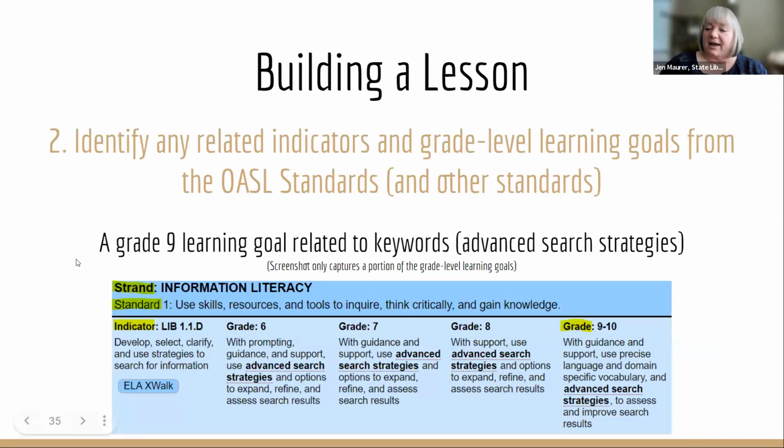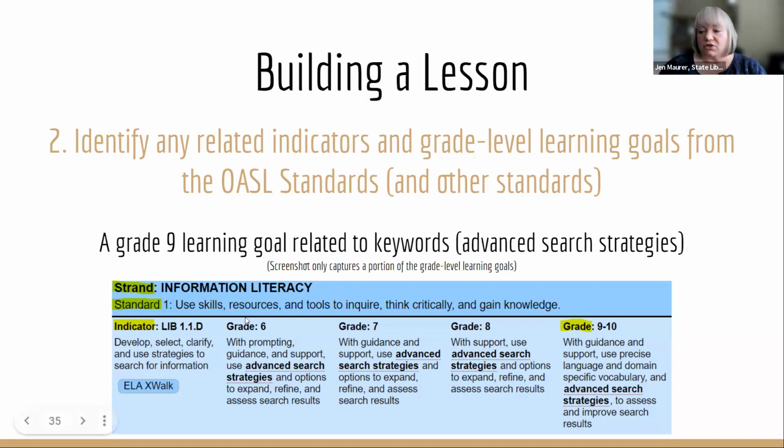So the indicator is develop, select, clarify, and use strategies to search for information. That's all that used to exist in the first round of the standards. It was the strand, the standard, and the indicator. And then it was actually the Oregon State Board of Education that said it would be helpful if you broke that down by what students should know at certain grade levels. And hence the grade level learning goals were born.